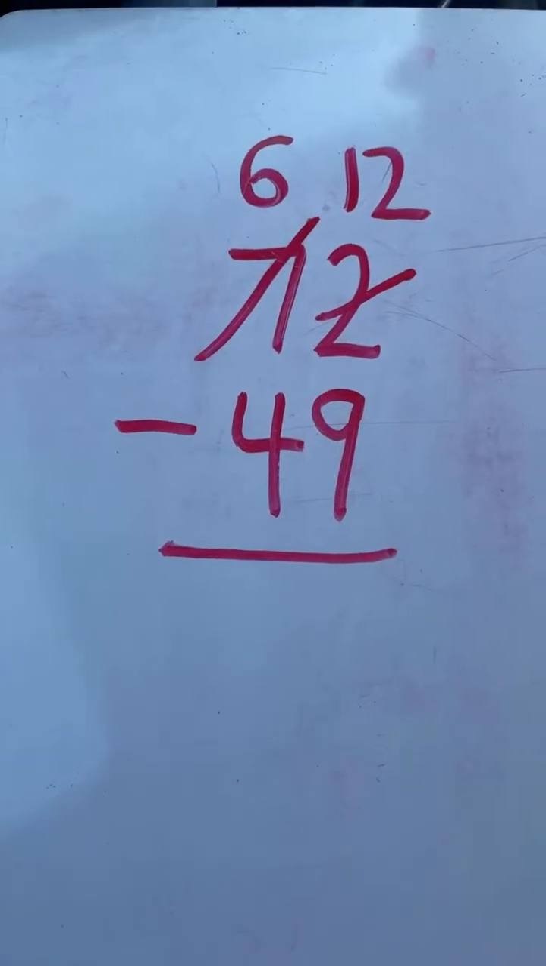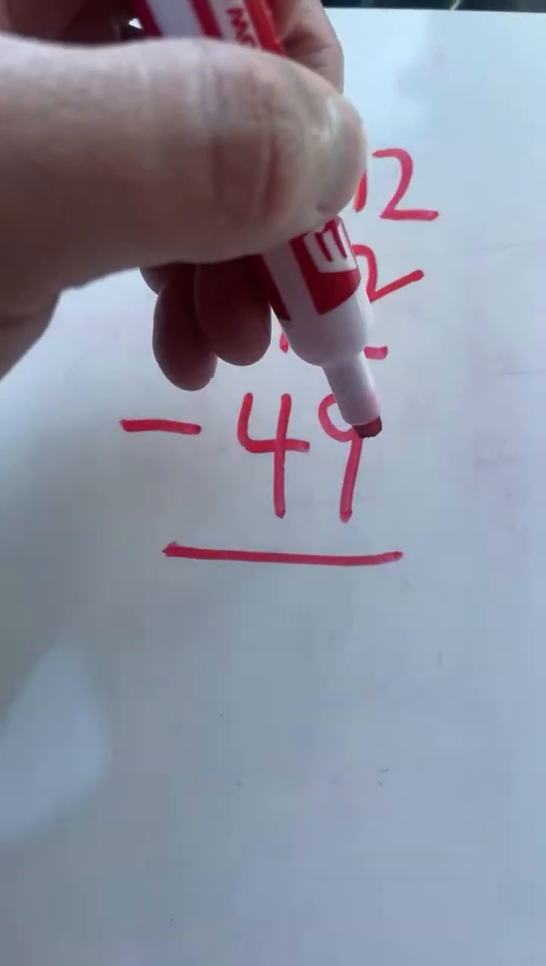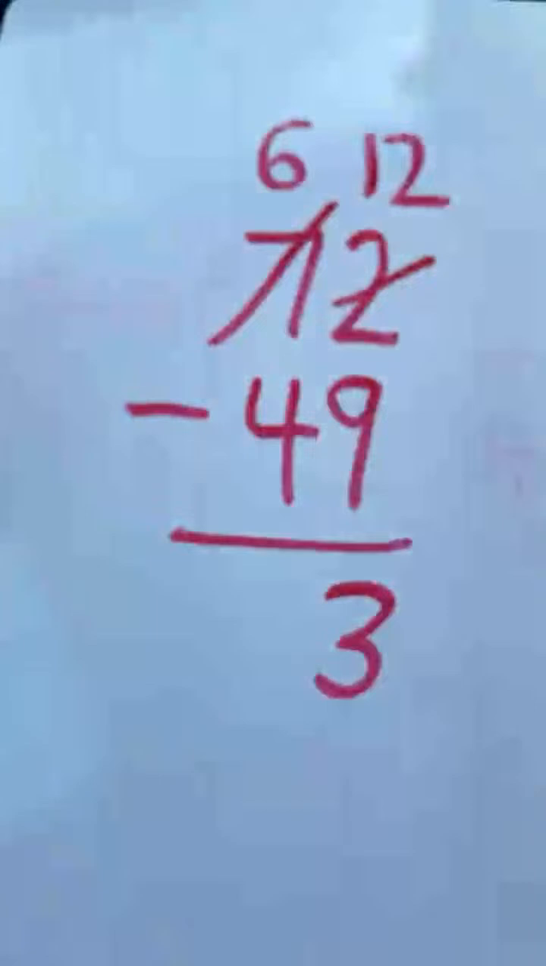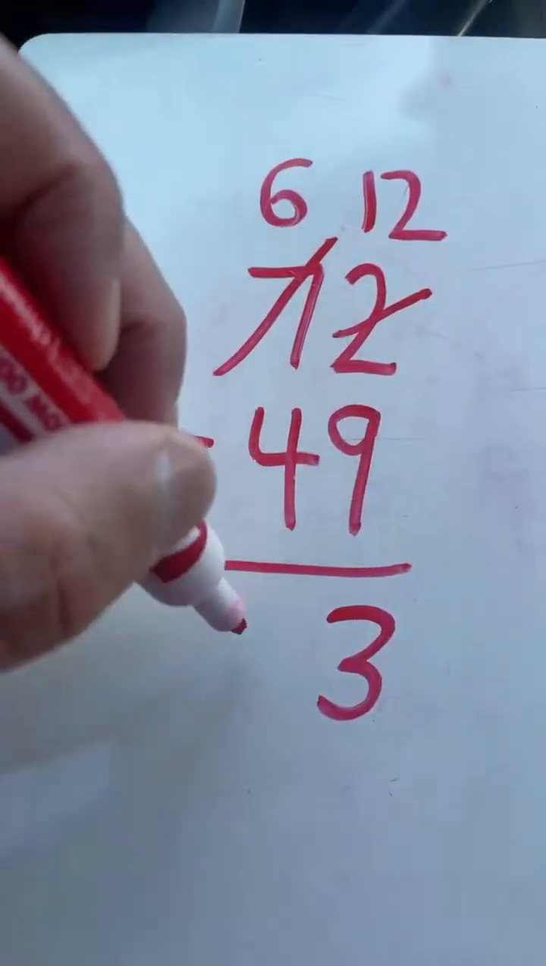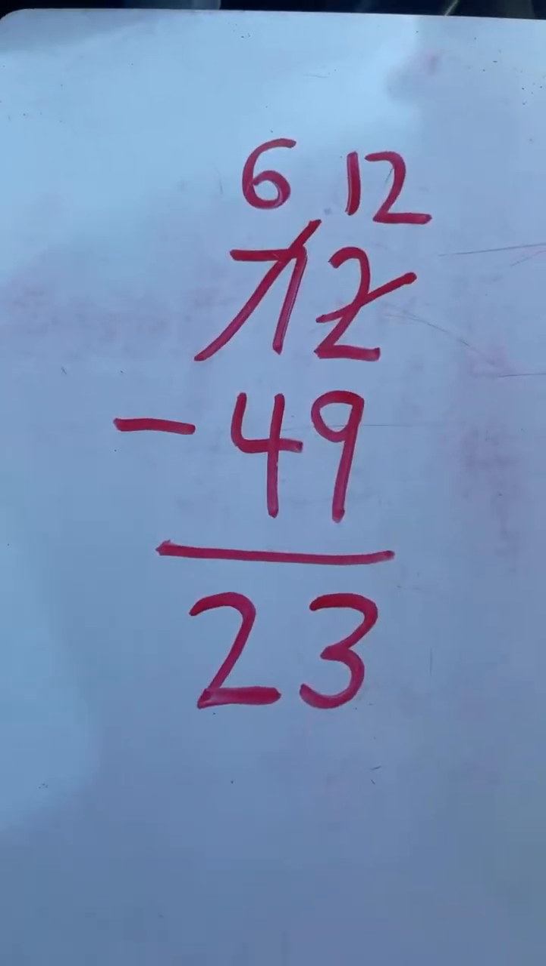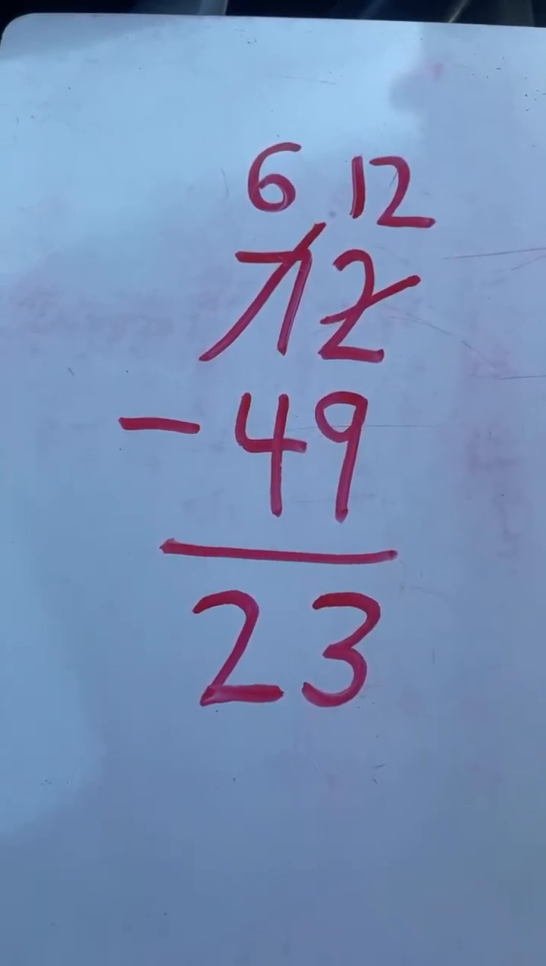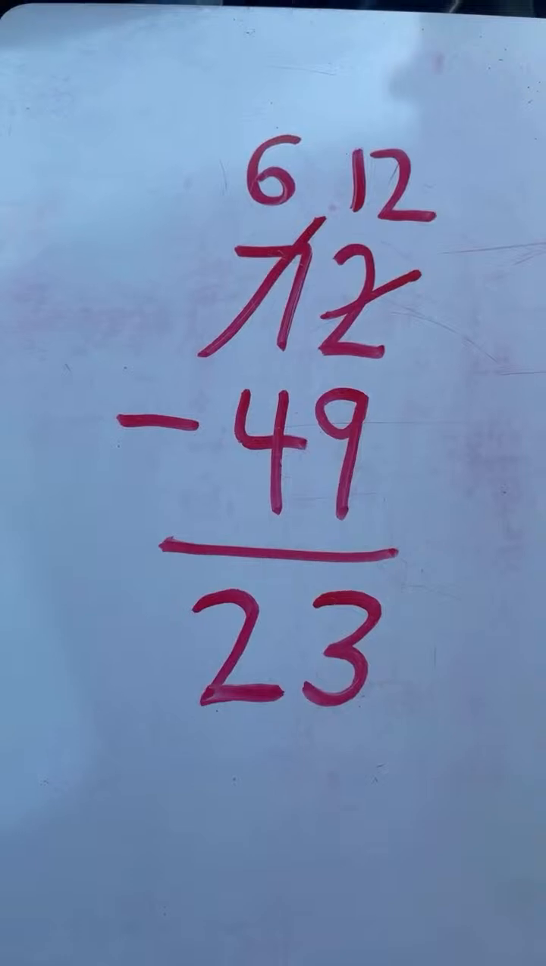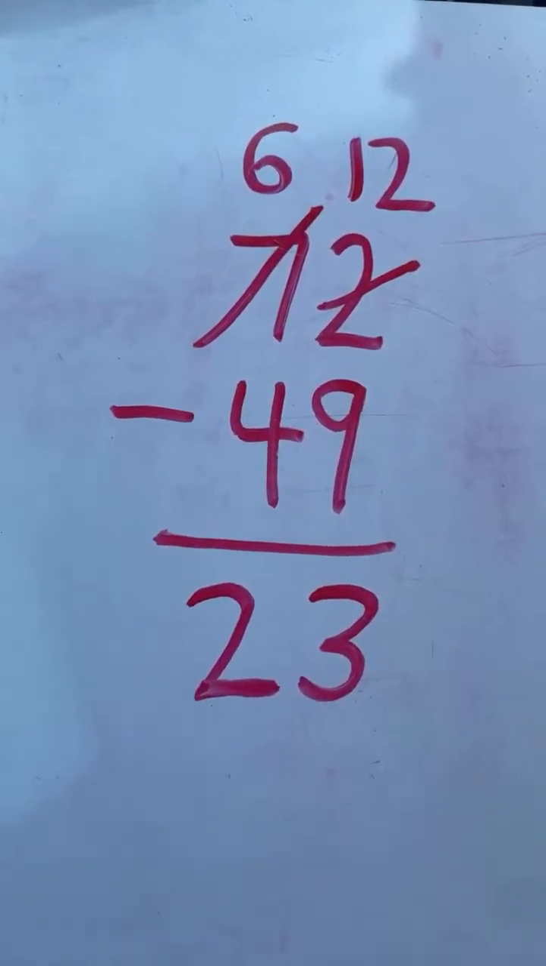And now we are ready to subtract. 12 minus 9 equals 3. 6 minus 4 equals 2. And we have our final answer. 72 minus 49 equals 23.